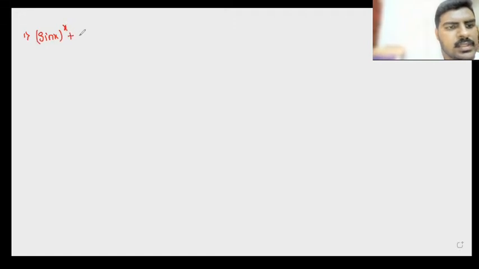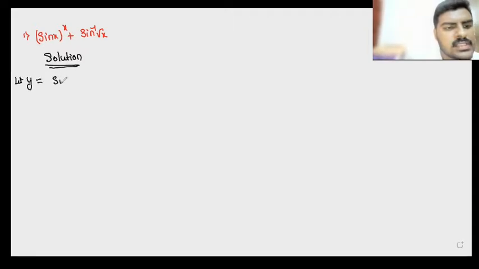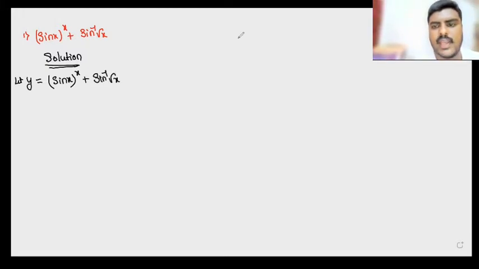Okay. In today's session, the first problem is (sin x)^x + sin inverse root x. Let us observe this problem. What is given here? Two terms are given. Let y = (sin x)^x + sin inverse root x. We have two terms, so let y = u + v.